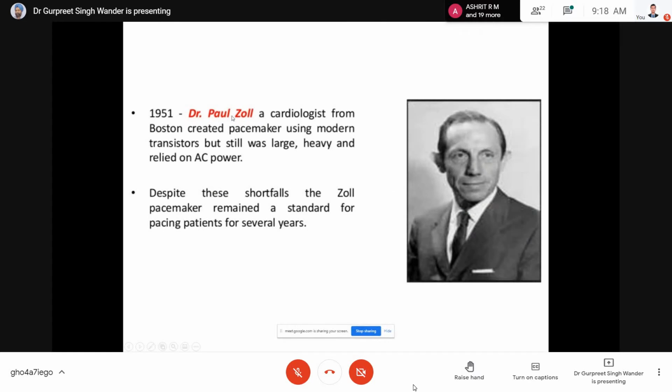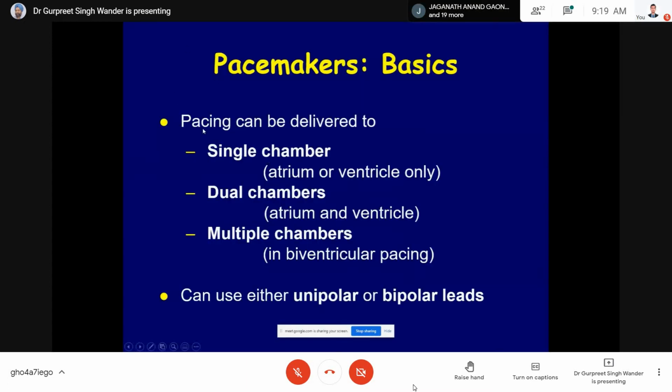This is actually a cardiologist, Dr. Zoll, a very famous man. We have Zoll defibrillators also in his name. A very respected man in Boston who created the first pacemaker using modern transistors. But it was large and heavy, obviously, and over a period of time, it has really got miniaturized very significantly. I'll show you some of the advancements which have happened, but they have all happened because of the contributions from biomedical engineers. So as I said, if we pace only the atrium or the ventricle, it is called a single chamber pacemaker.